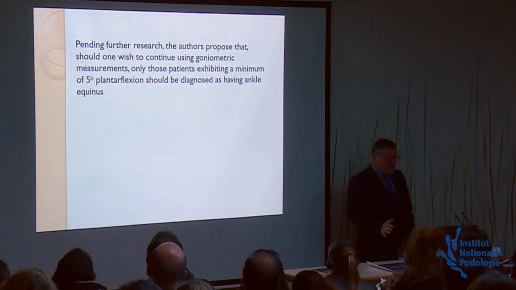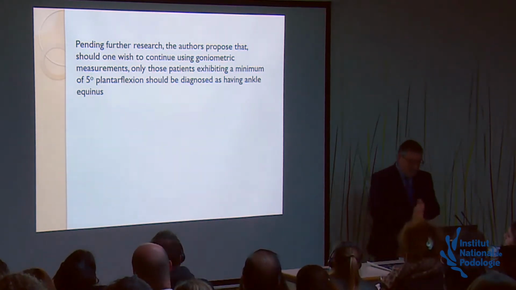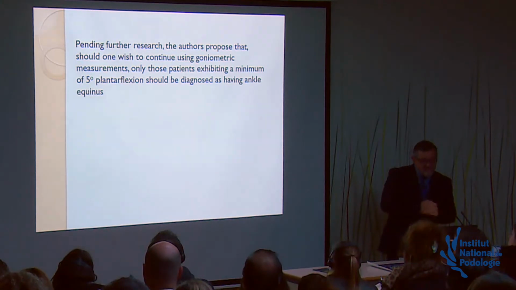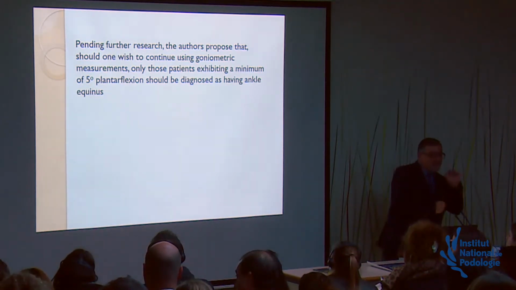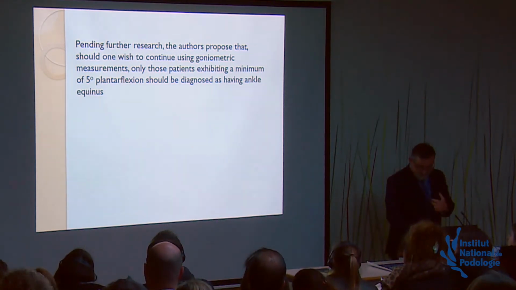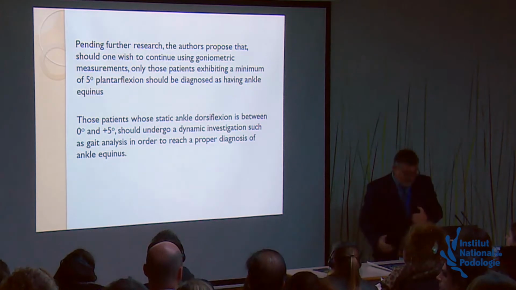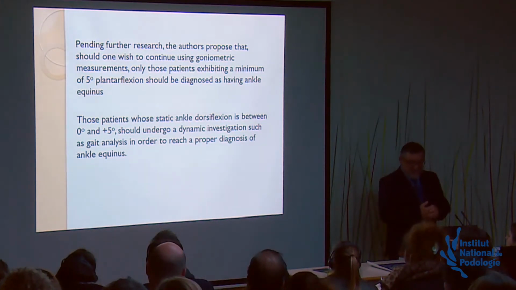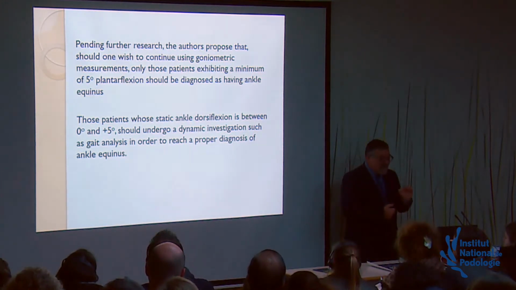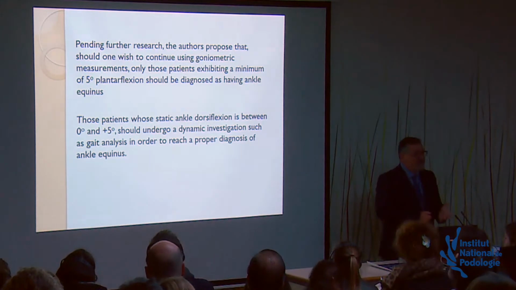So pending further research, because there is a lot of work, look, the research into ankle dorsiflexion for about the last 10 years, the authors propose that should one wish to continue using goniometric measurements, only those patients exhibiting a minimum of 5 degrees of plantar flexion should be diagnosed as having ankle equinus. And we think that because there are various other issues, but I don't want to go on because I can go till this evening. Those patients whose static ankle dorsiflexion is between 0 degrees and 5 degrees should undergo a dynamic investigation, such as gait analysis, in order to reach a proper diagnosis of ankle equinus.